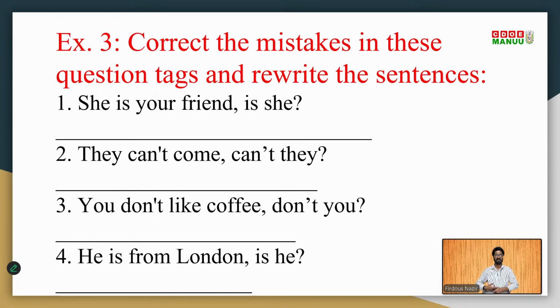Then we have exercise number three. Correct the mistakes in these question tags and rewrite the sentences. Now we have mistakes in the question tags, and we have to find out the mistakes and rewrite them. Let's do it. She's your friend. Is she? Isn't she? She's your friend, isn't she?